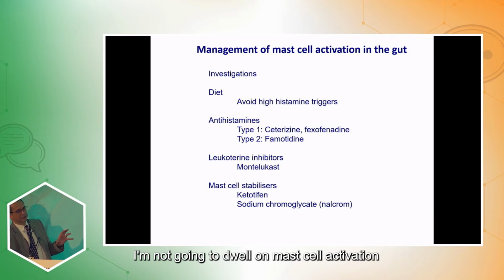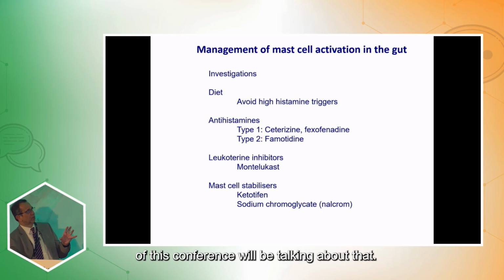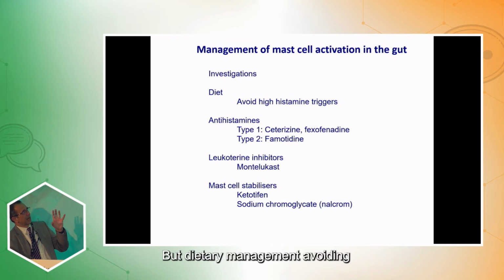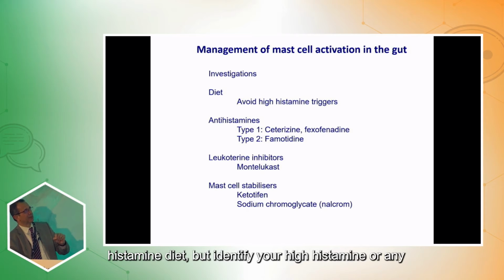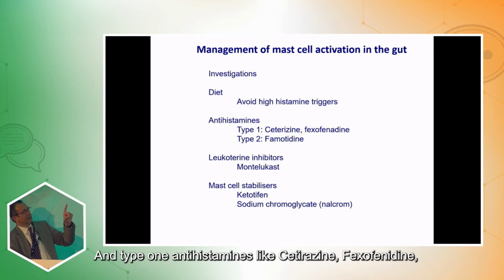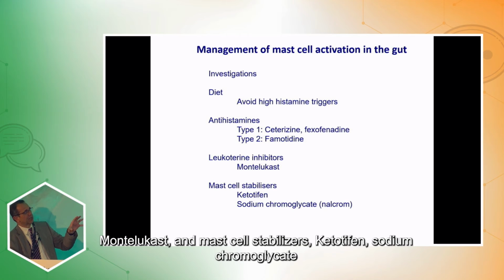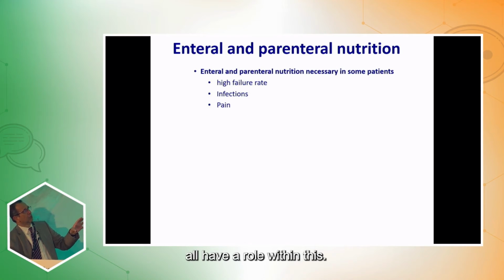I'm not going to dwell on mast cell activation treatment because I'm sure other colleagues during the course of this conference will be talking about that. But dietary management, avoiding high histamine triggers, and it's not to say go on a low histamine diet, but identify your high histamine or any other food-related triggers that might help. And type 1 antihistamines like cetirizine, fexofenadine, type 2 antihistamine, famotidine, leukotriene inhibitors like montelukast, and mast cell stabilizers like ketotifen, sodium cromoglycate, all have a role within this.